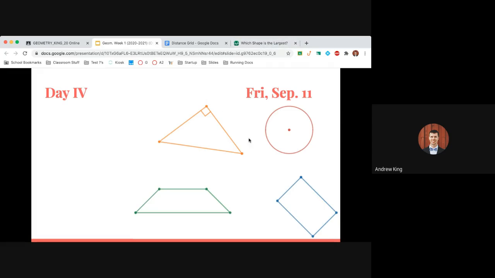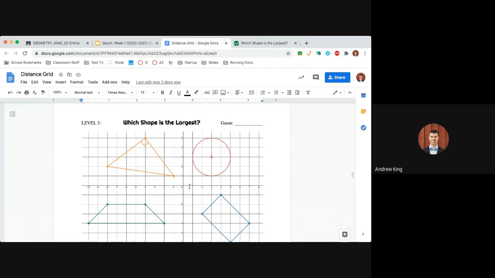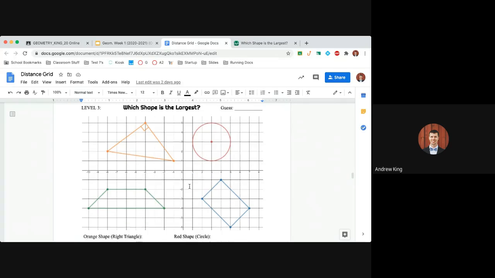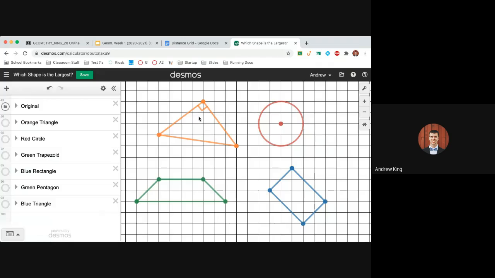So it's hard to tell without having a graph or a grid or coordinates. When we put these on a grid, like you see on page 7 of your grid, now we can use some Pythagorean theorem and distance formula stuff to figure that out. So here's what we did in class on Friday. We took a look at each shape, and we'll start with this orange triangle.